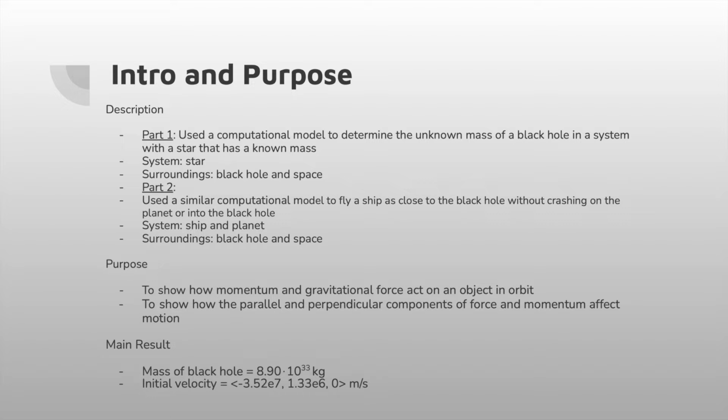In part 2, I used a similar computational model to fly a ship as close to the black hole as possible without crashing on the planet or into the black hole. The system was the ship and planet, and the surroundings were the black hole and space. The purpose was to show how momentum and gravitational force act on an object in orbit, and to show how the parallel and perpendicular components of force and momentum affect motion. The main results are shown below and will be explained in detail later.